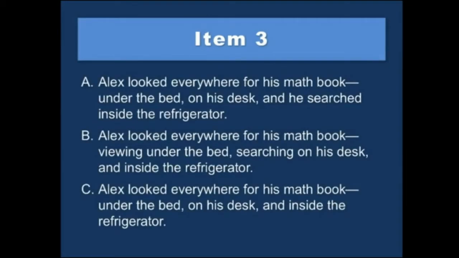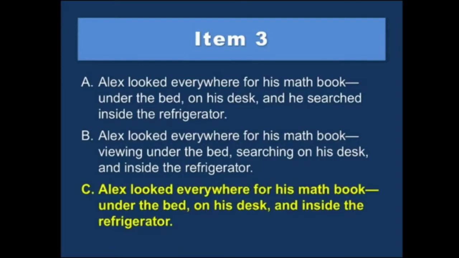Item 3. Which is the correct parallel structure? A. Alex looked everywhere for his math book, under the bed, on his desk, and he searched inside the refrigerator. B. Alex looked everywhere for his math book, viewing under the bed, searching on his desk, and inside the refrigerator. C. Alex looked everywhere for his math book, under the bed, on his desk, and inside the refrigerator. Letter C would be correct.